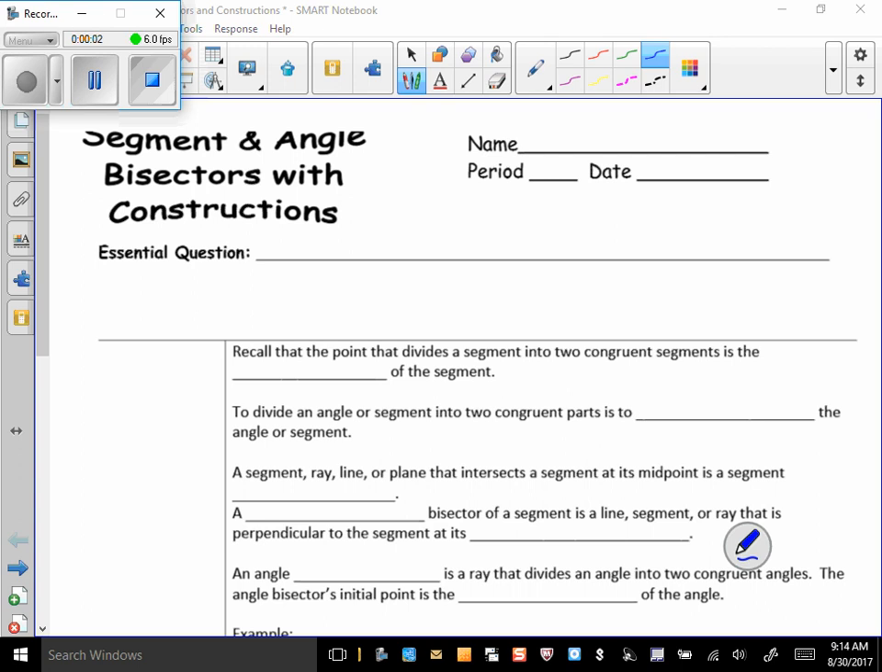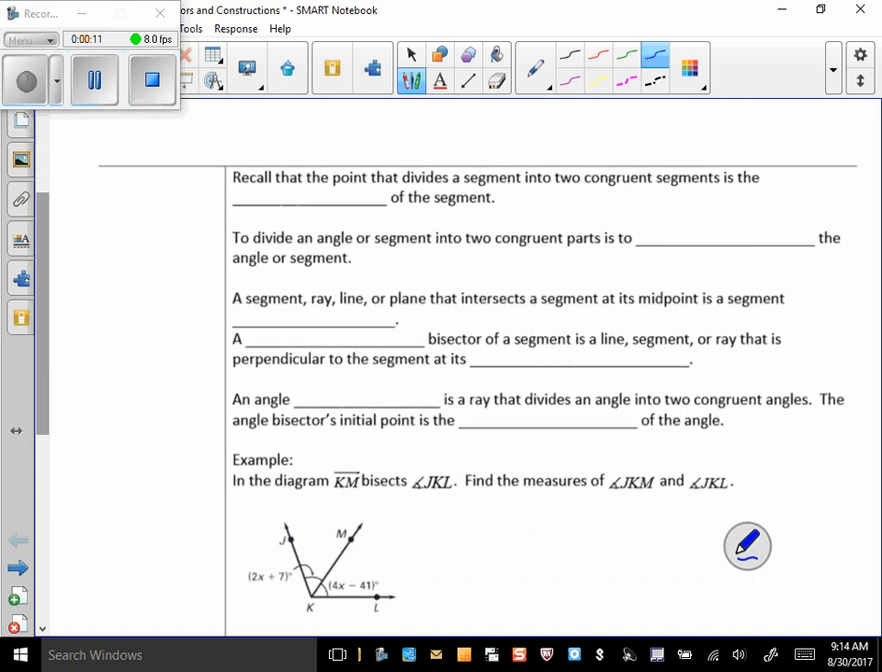Our lesson today is on segment and angle bisectors, and we also are going to learn to do some constructions. Let's start with our terminology. As we so often do, recall that the point that divides a segment into two congruent segments is the midpoint.